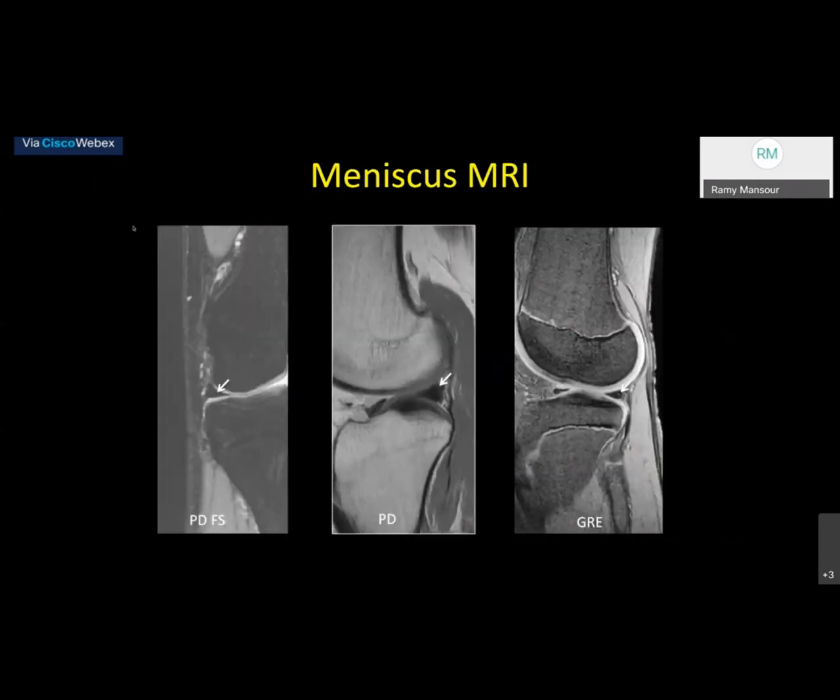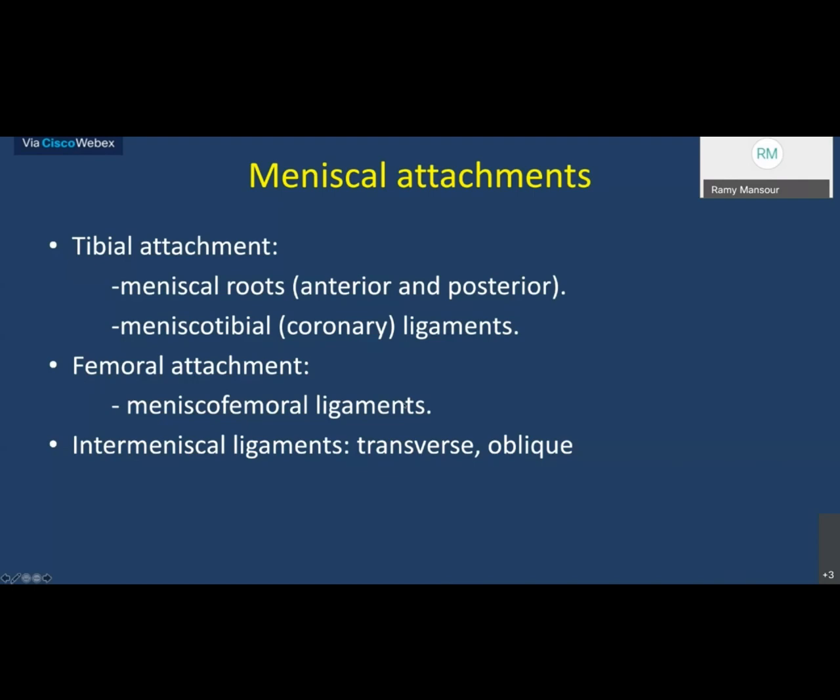The menisci, as I mentioned, are mainly fibrocartilage, so they have more fibrous tissue than water. That's why on MRI they always appear black or signal void. Whatever the sequence is, whether it's PD, fat-suppressed PD, or gradient, you can always see the menisci as a black rectangular structure because of their lower water content compared to the cartilage.